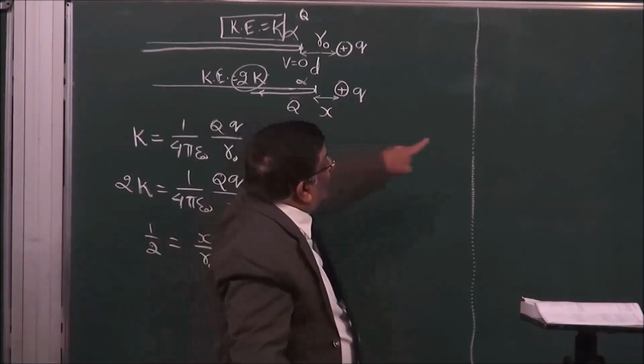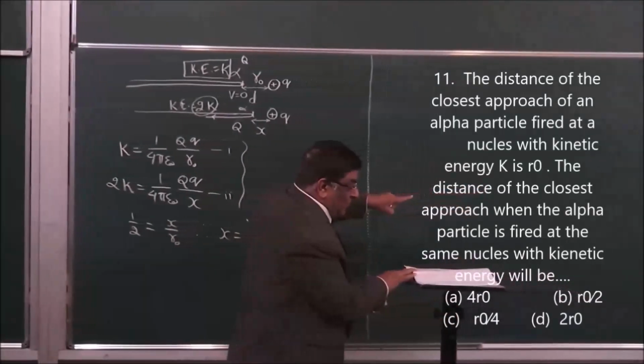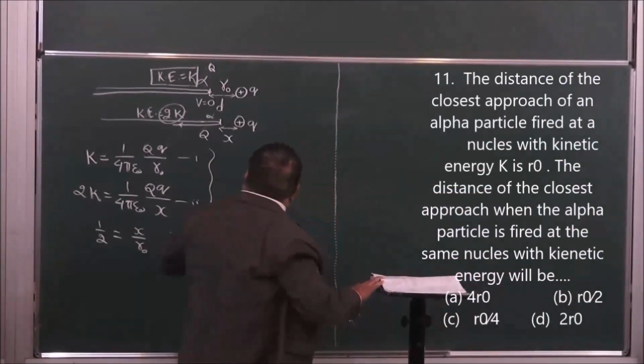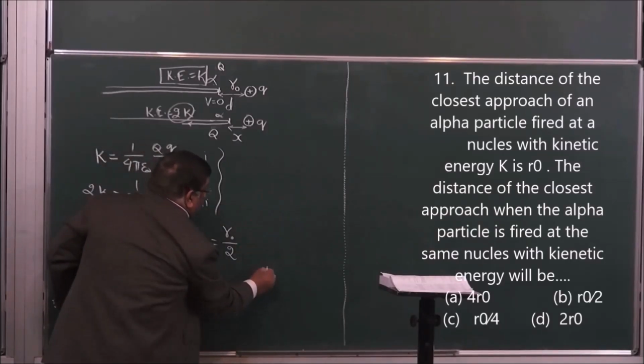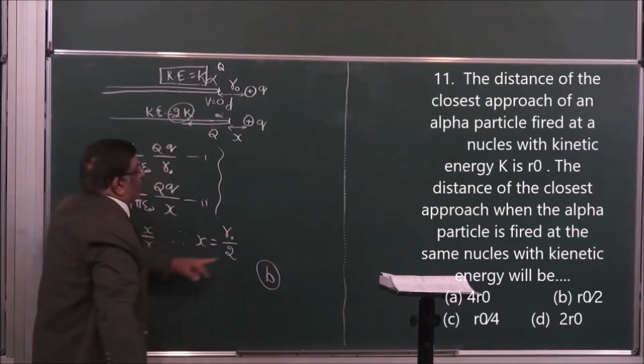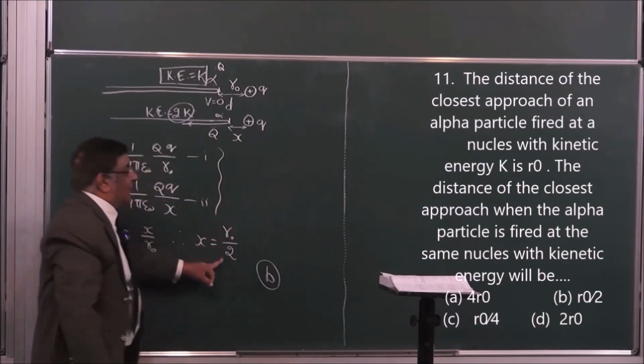So you have got many options here. Now look for the options, which is r naught upon 2, and you will find it is given. This is option number B. So our right answer is B, r naught by 2.